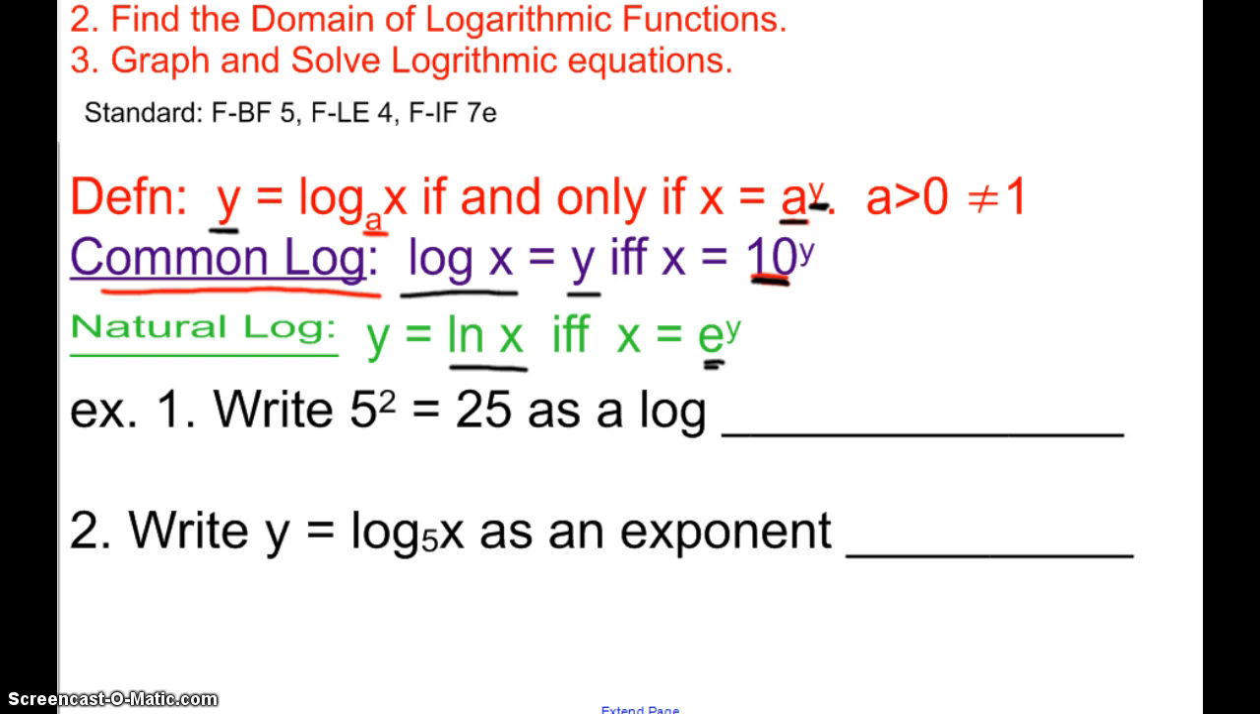So let's do a couple examples. The first one we have, write 5 squared equals 25 as a log. So if we think about our definition, we know that the base is 5, so it'll be log base 5 of 25 is equal to the exponent, which is 2. And if we go the other way, from the log to an exponent, we have y equals log base 5 of x. So what's the base? The base is 5. What's the exponent? The answer to the log, which is y, is equal to x.